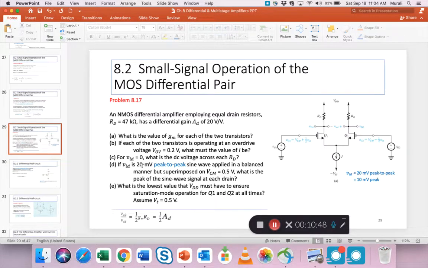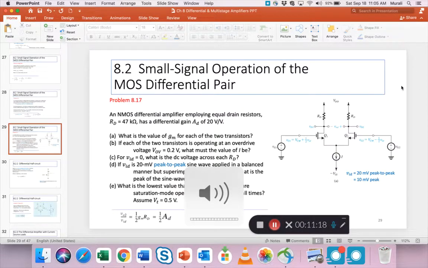Next, if VID is a 20 millivolts peak-to-peak sine wave signal applied, but that is superimposed on a VCM of 0.5 volts, what is the peak of the sine wave signal at each drain? Now 20 millivolts peak to peak means 10 millivolts peak, which is what's applied here. So we need to find the peak on the output side also.